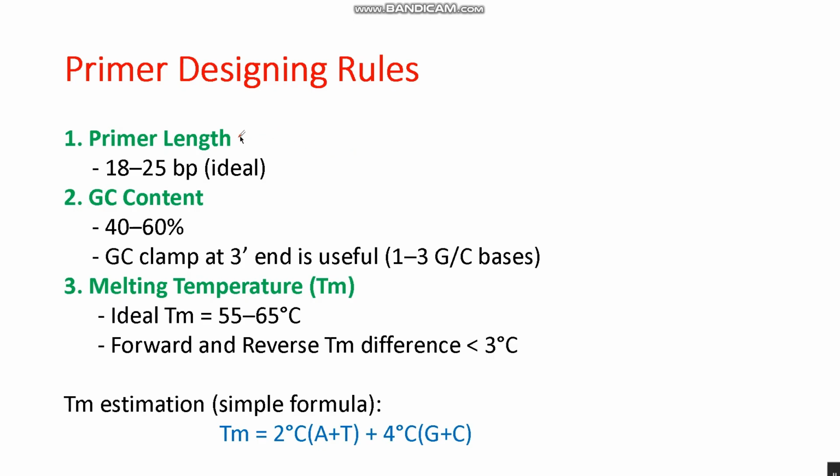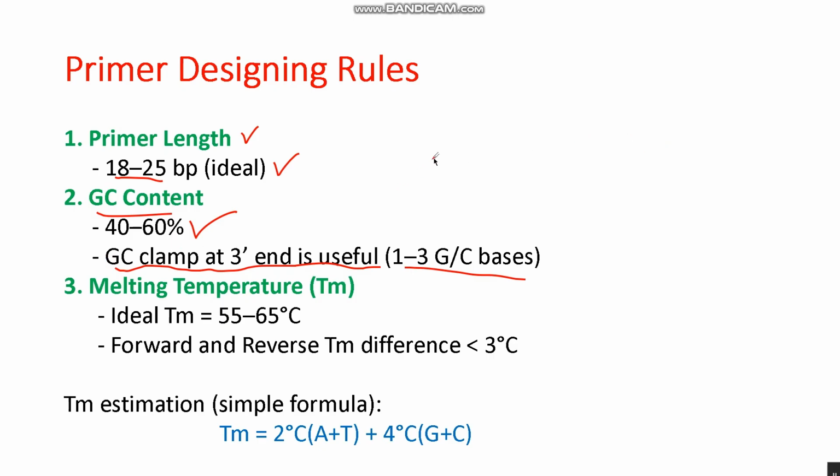First of all, the primer length. It is actually 18 to 25 base pair ideally. Okay, and then the GC content, that is 40 to 60%, and the GC clamp at 3' end is useful, 1 to 3 GC pairs. Okay, what is actually the GC clamp?